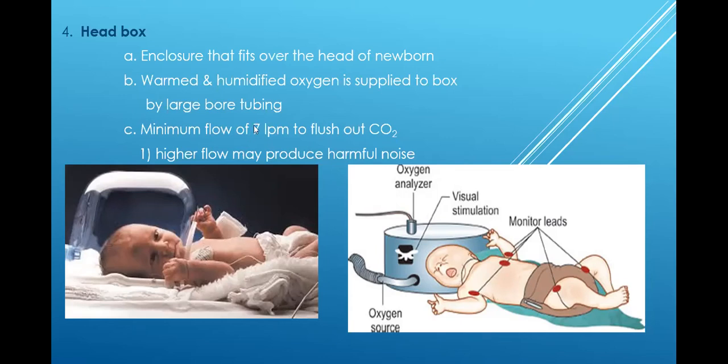The older ones used to have a little hanging toy in here. You have your oxygen analyzer, which tells me how much FiO2 is actually there. You have the large bore tubing that's bringing the oxygen in, and you have a little toy that hangs inside of there, something for him to look at. That's the head box, which is the fourth high flow device.